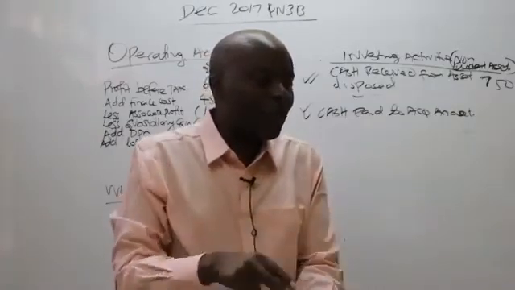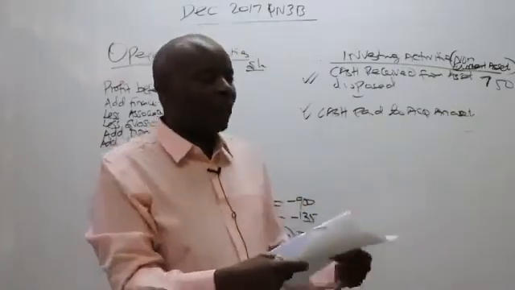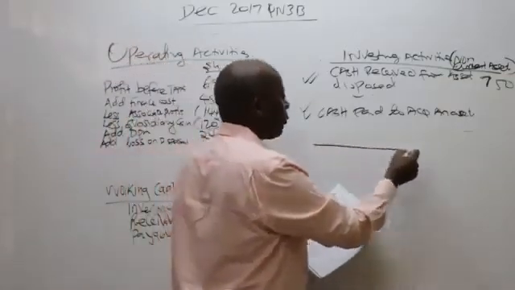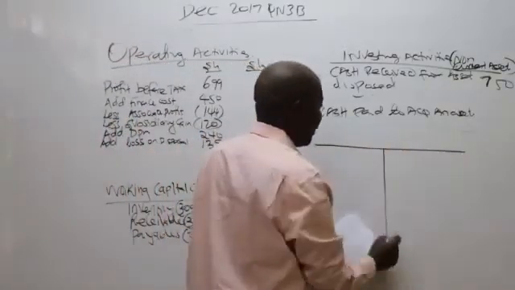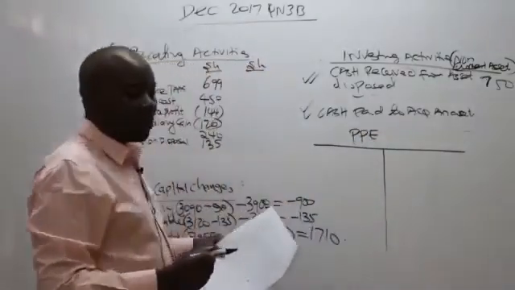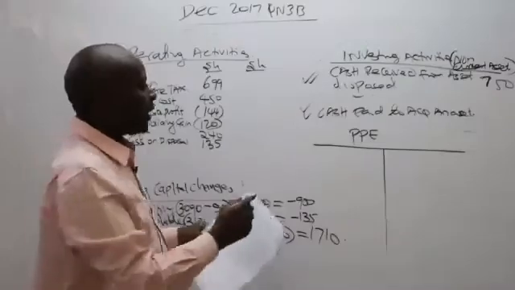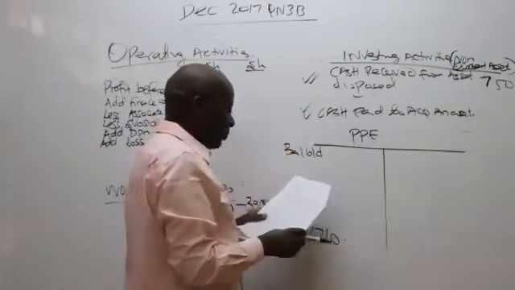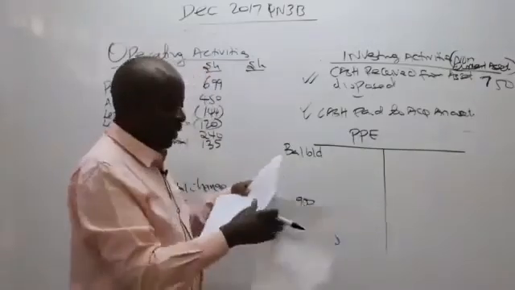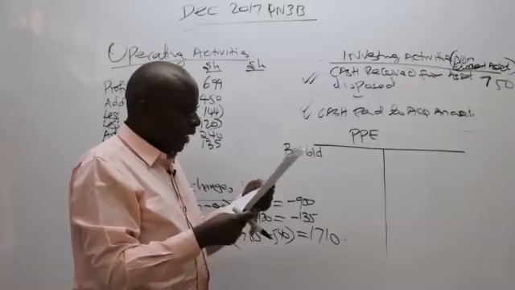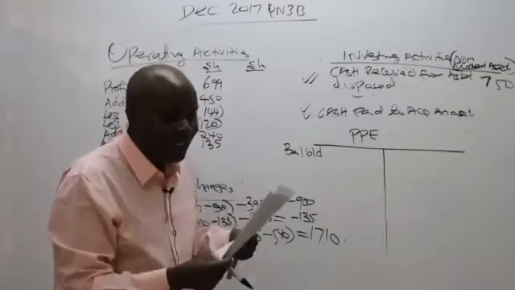Hapa itabidi, ladies and gentlemen, tuchore T account. Ingawa mimi sipendi T account at all, but please let's do a T account for this property, plant and equipment. So for property, plant and equipment T account, sini asset. So unasema hapa balance brought down. Balance brought down ilikuwa ngapi somebody ya PPE?